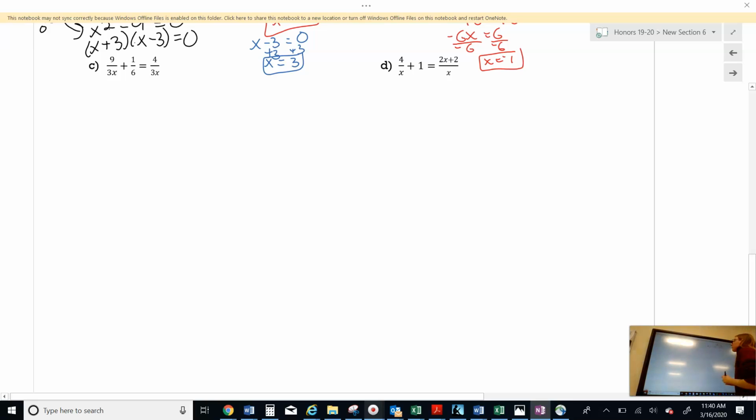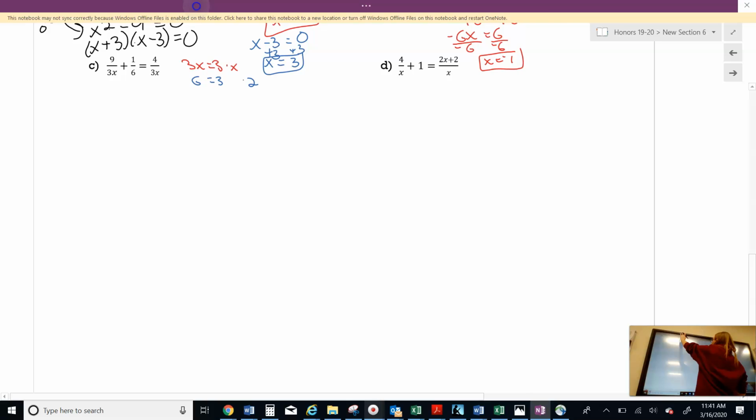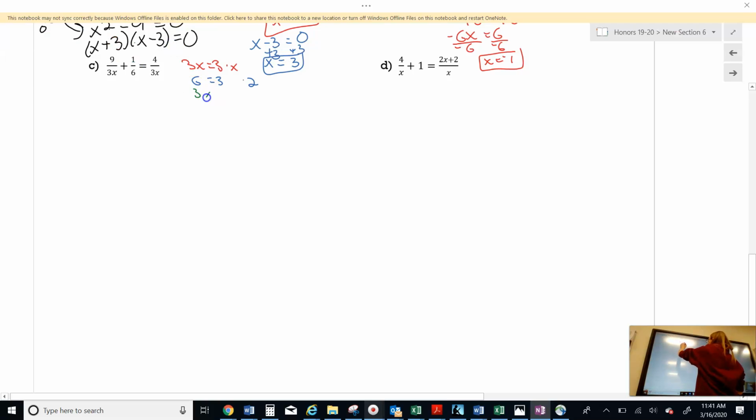So I'm going to do the same thing. I'm going to start by finding my least common denominator. So I have a 3x. I have 6, which equals 3, and then times 2, which I'll throw in at the end, and then another 3x. So for my LCD, I have a 3. I have an x, and I have a 2. Okay.